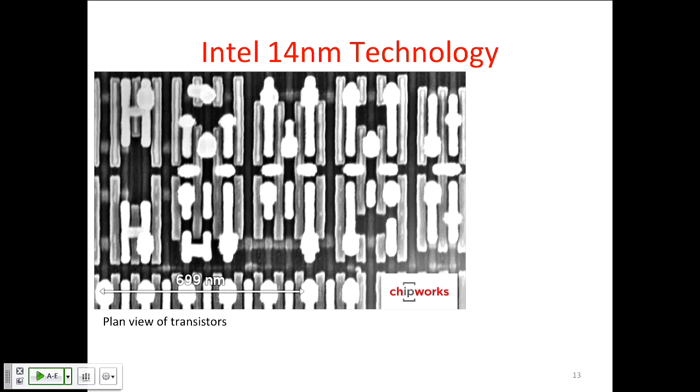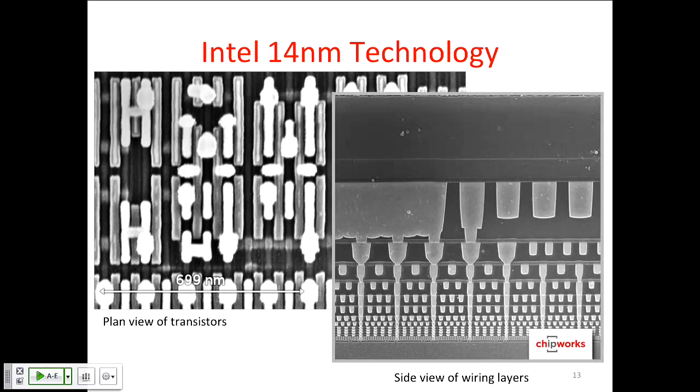So this is looking down on the surface of the wafer, and you see the transistors laid out. Now we're going to take a cross-section through and look at the layers of wiring that are on top of the transistors, and they look like this. So the transistors are down here at the bottom, these tiny dots. And what you're seeing here is there's 4 layers of metal here, another 2 here, another 2 here, another 2 here.